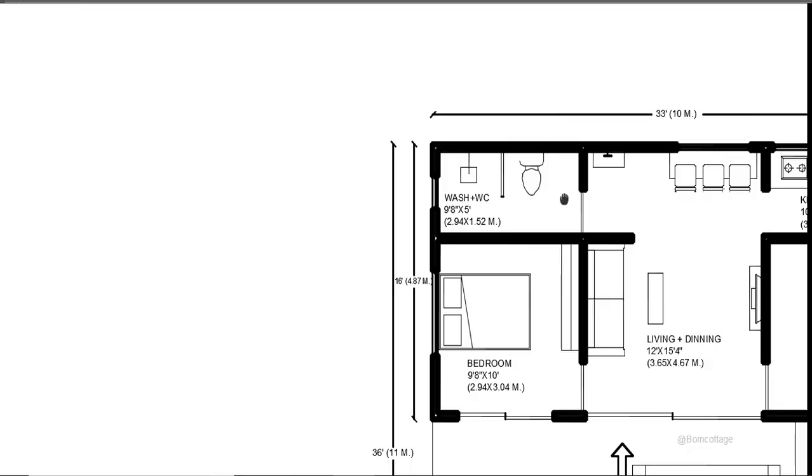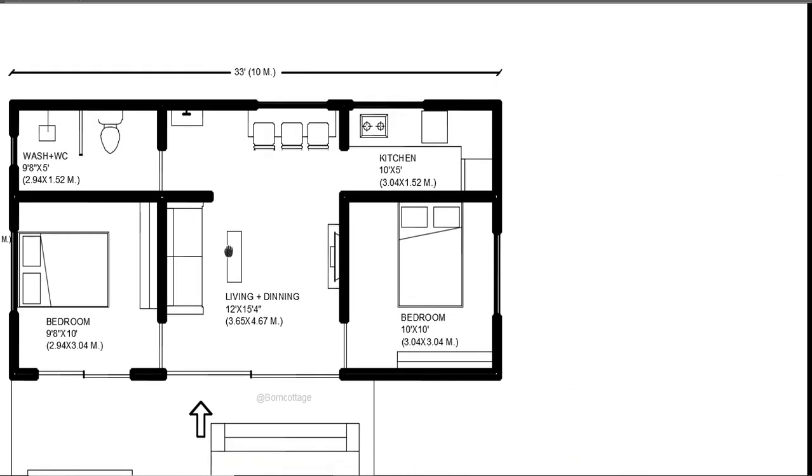If we go inside, so we have a common use washroom plus water closet. You can see here the wash basin, water closet and the shower area, and we have a ventilator for ventilation of this washroom. And if we go on the right side, so we have bedroom number 2 here.